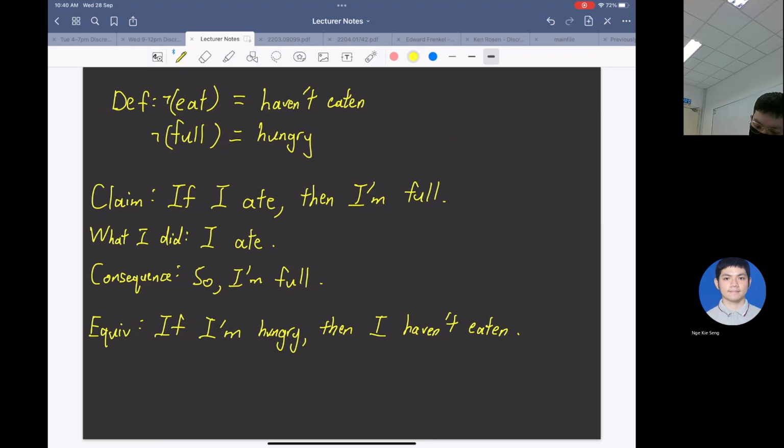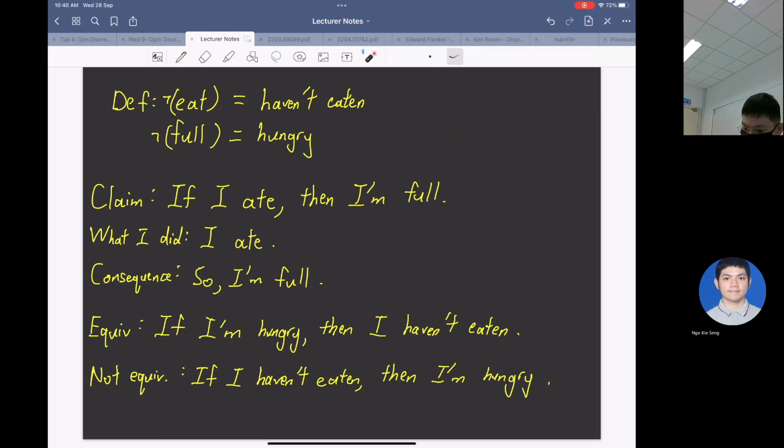Okay. Something that's not equivalent is if I haven't eaten, then I'm hungry. Right? This is different. Actually, this is different. So sometimes you will think that these two are actually equivalent, but actually they are not. All right. You try and think carefully.